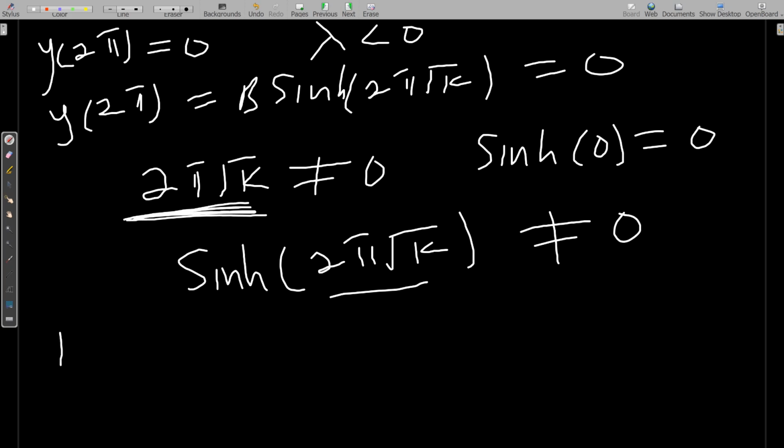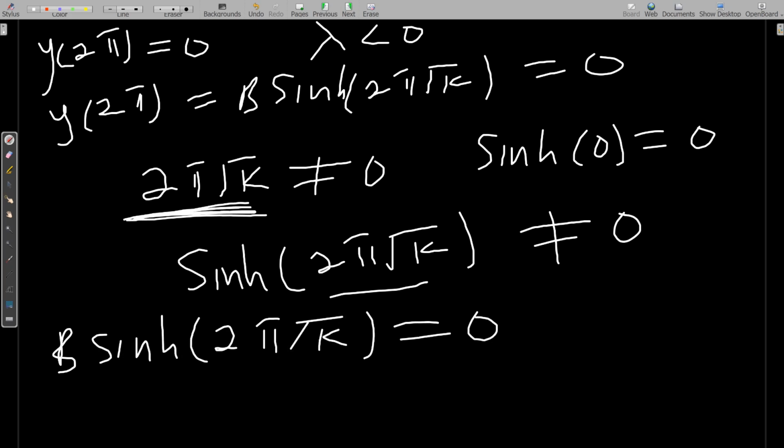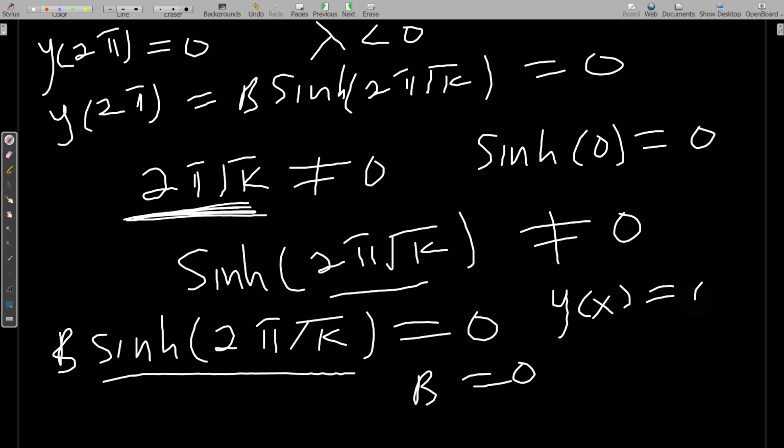But we have that b sinh 2 pi square root of k is equal to 0. The product of these two is giving me 0, but already you've said that the sinh part will never be equal to 0, meaning the only thing that will make this 0 is b equals 0. That is when you multiply, you get 0. This shows that when b is also equal to 0, we have our function y of x being equal to 0. And that is the only thing we can say here.